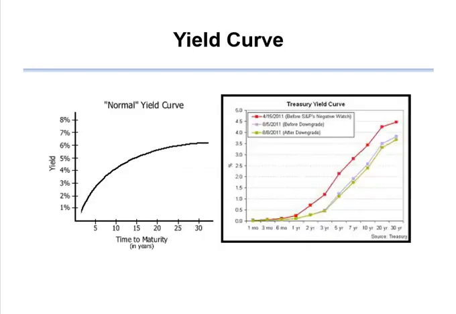Finally, we look at the yield curve. The yield curve is simply a graph that shows the yield on the y-axis compared to the maturity on the x-axis. The normal yield curves look like you see here. They're upward sloping, and you'd expect that given maturity risk and inflation risk. The longer the maturity, the higher the yield that the investor requires. But that's not always the case.